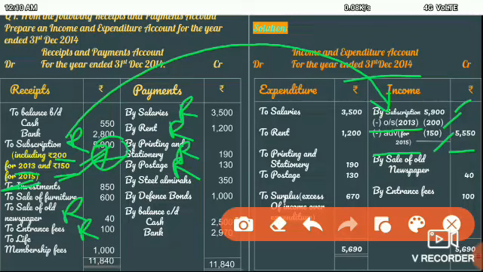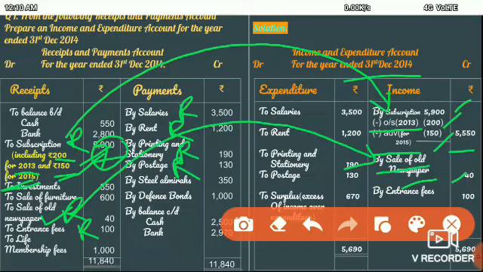Now the next item of revenue nature income is sale of old newspaper. So this is a revenue nature item. So we will write here by sale of old newspaper. The amount is 40 rupees. There is no adjustment here for sale of old newspaper. Because no information is given to us, we assume that the whole 40 rupees is for the current year only. So the income from sale of old newspaper for the current year is 40 rupees.